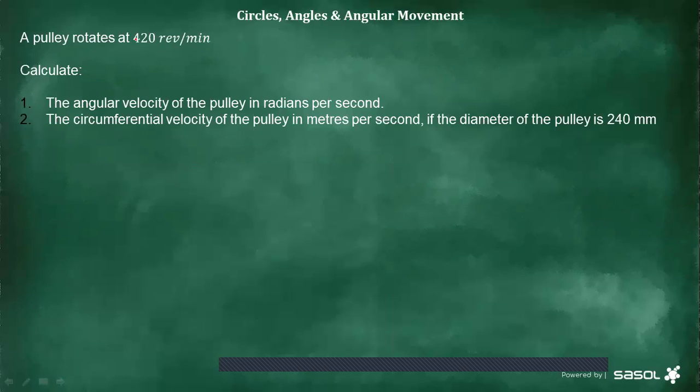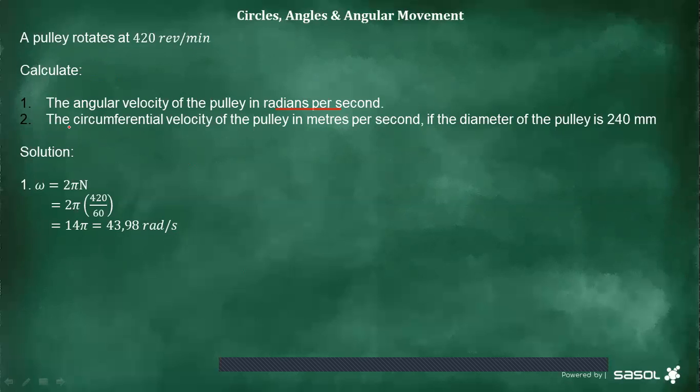A pulley rotates at 420 revolutions per minute. Calculate the angular velocity of the pulley in terms of radians per second. Then we also have to convert that. Let's see. You write the correct formula for that. You then convert revolutions per minute to per second by dividing with 60. You press your calculator. The answer that you're going to get is 43,98 radians per second.